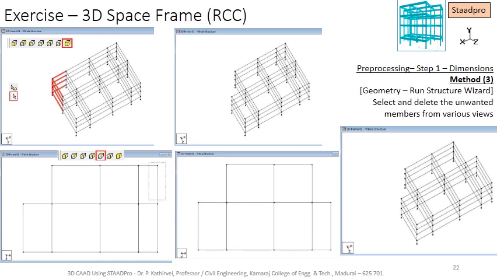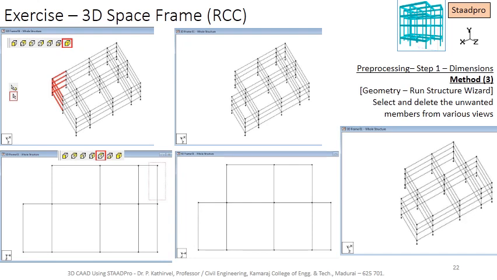Using the beam cursor, select the extreme left column and the beams connected to it by cross window select. You can see the unwanted beams and columns have been selected. Right click, delete, OK. You can see those members have been deleted.